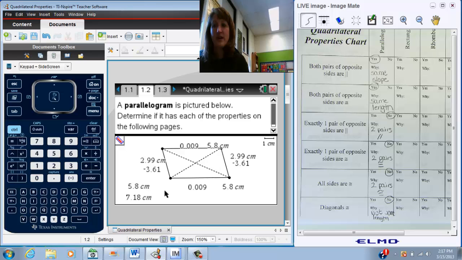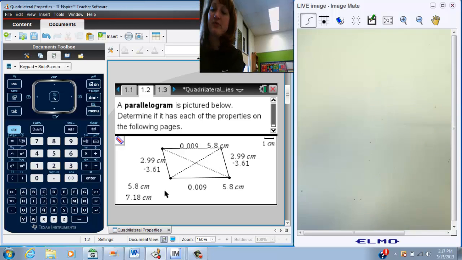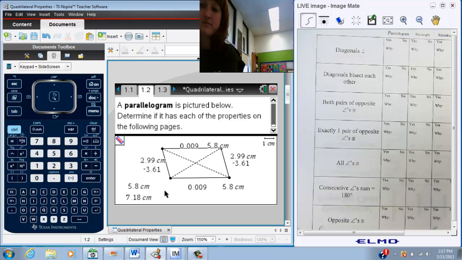Okay, for the back of the page, what we're going to do again is just flip our paper over and test the rest of our properties.